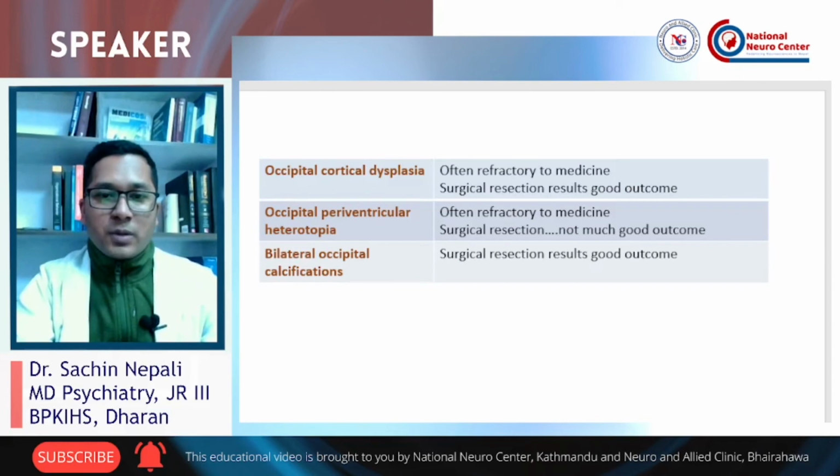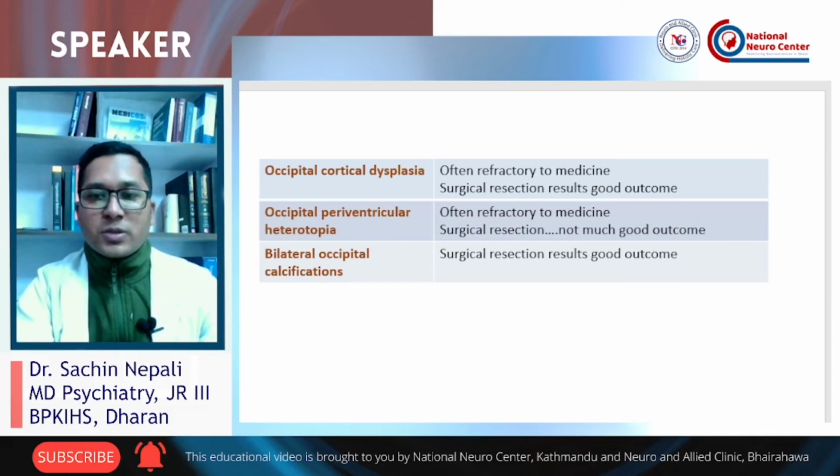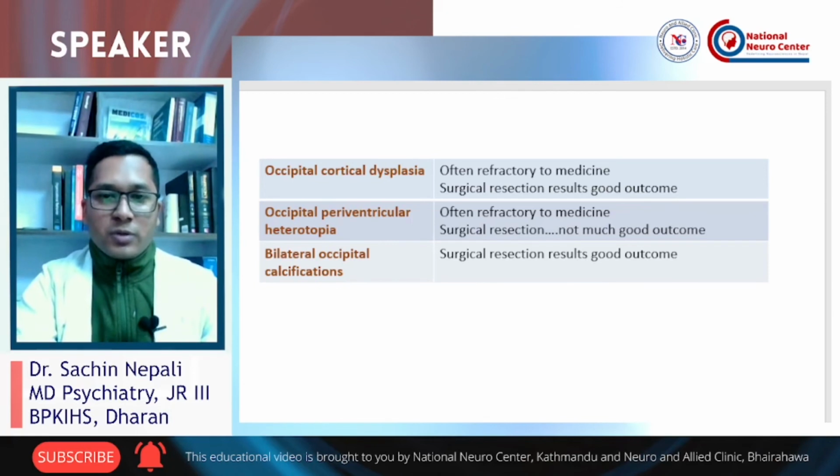Now, if there is occipital cortical dysplasia, then these are often refractory to medicine, and surgical resection gives a good outcome. Similarly, if there is occipital periventricular heterotopia, then these are also often refractory to medicine, and regarding surgical resection, that does not give a very good outcome. And in bilateral occipital calcification, surgical resection gives a good outcome.